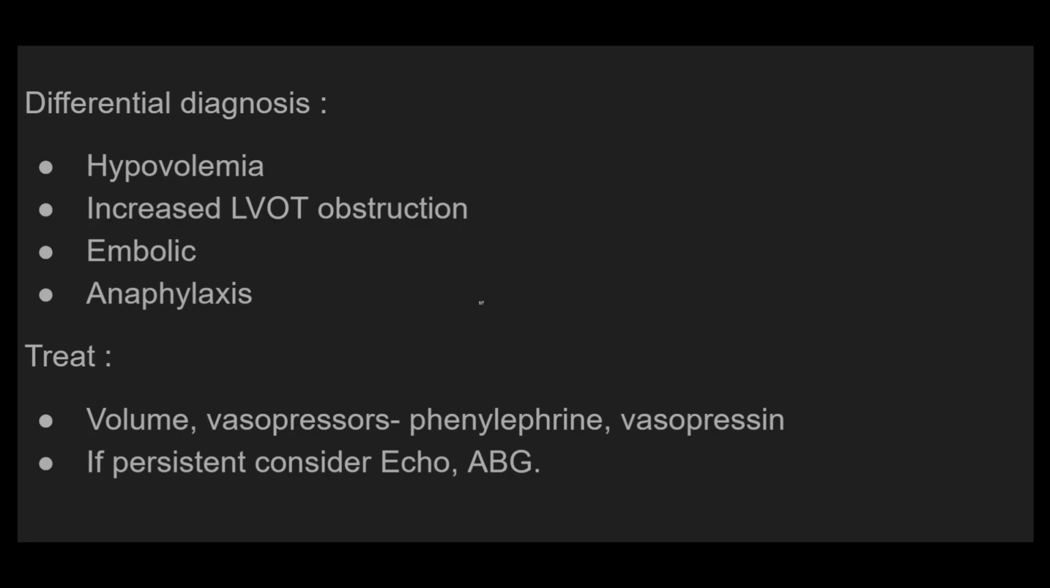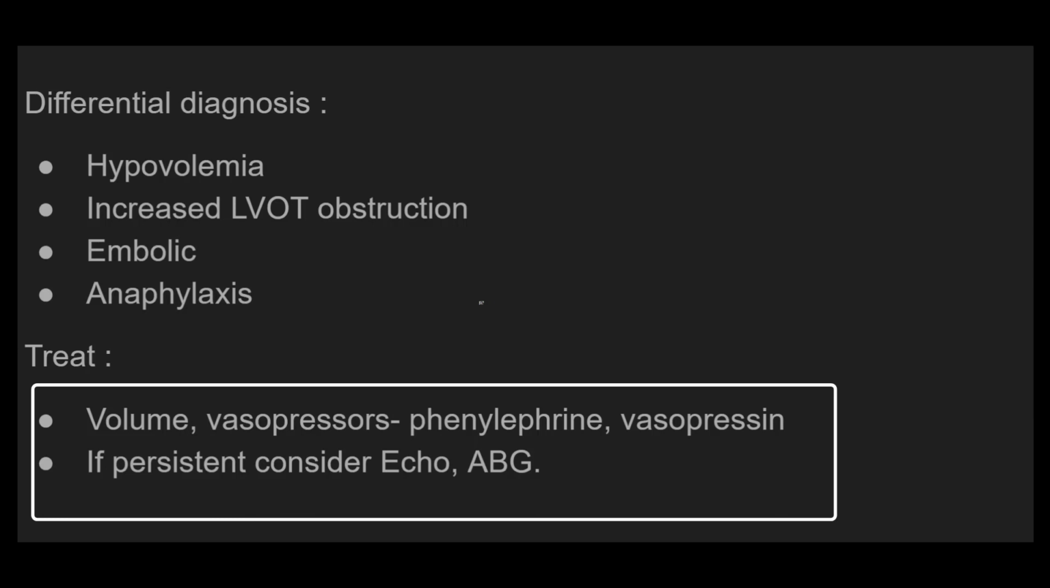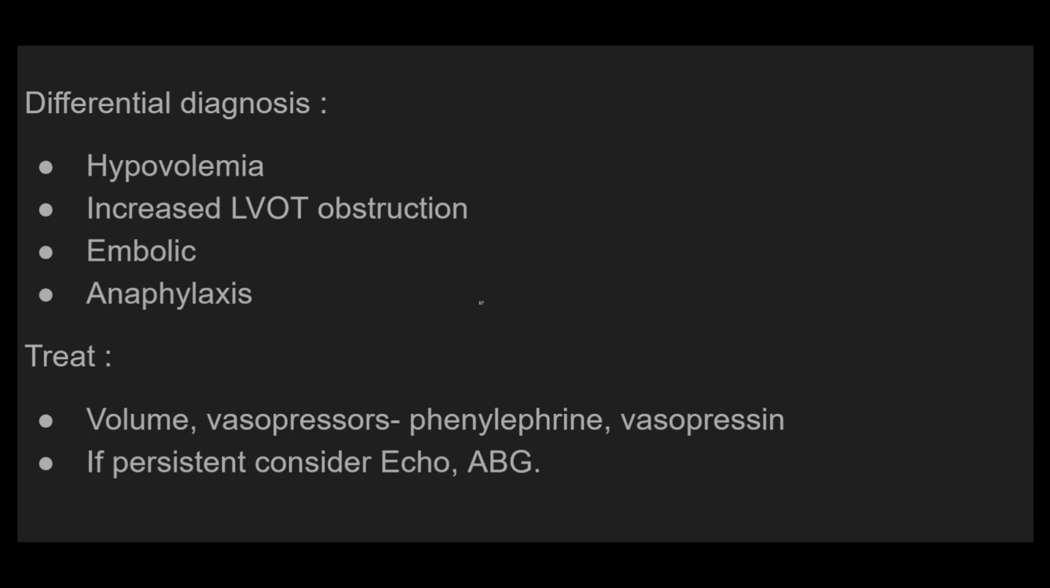We will do volume and vasopressors, and control the rate if it became too fast, if there was any kind of arrhythmia going on. My pressors of choice would be phenylephrine or vasopressin. If persistent hypotension, I would consider doing an echo to see what was going on, and definitely look at getting an ABG to assess for those underlying H's and T's.